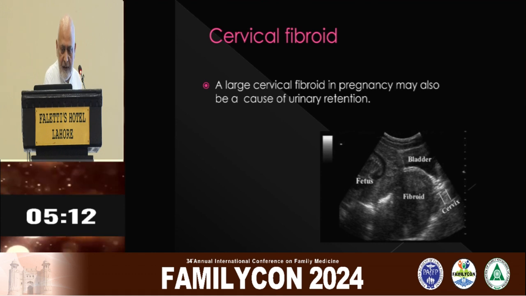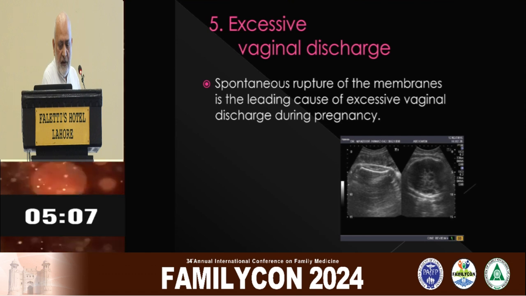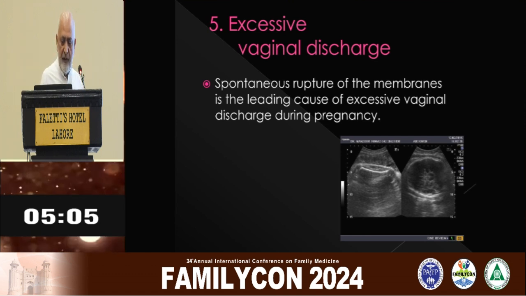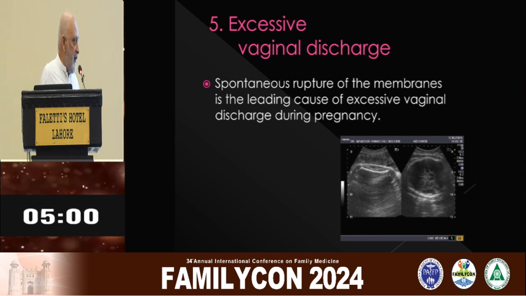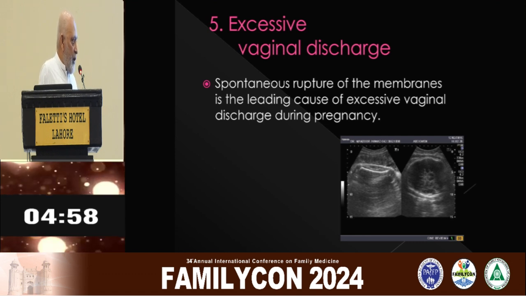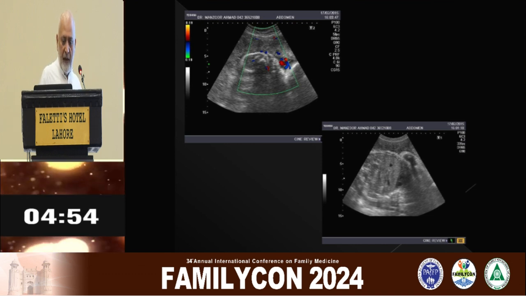Excessive vaginal discharge. Spontaneous rupture of the membranes is the leading cause of excessive vaginal discharge in pregnancy, and at ultrasound you will see an alive fetus, but there will be no amniotic fluid around the fetus. There will be oligohydramnios or anhydramnios.